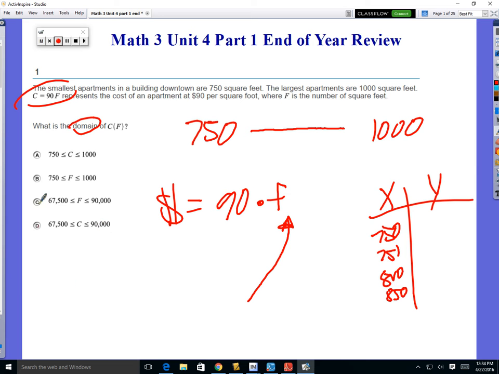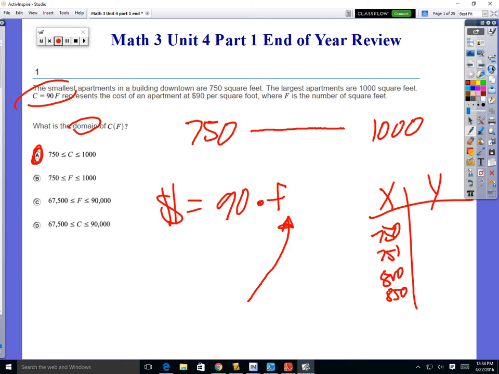You're going to plug in anything from 750 to a grand. So it is A. The smallest square footage is 750, the biggest is 1,000, and everything in between.